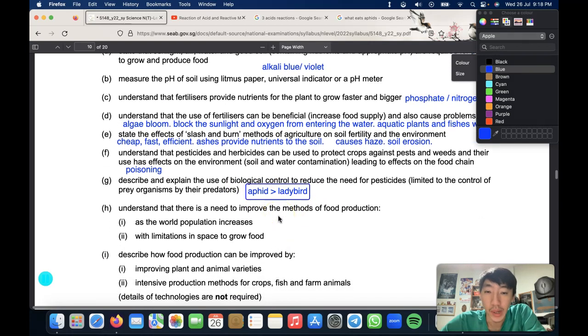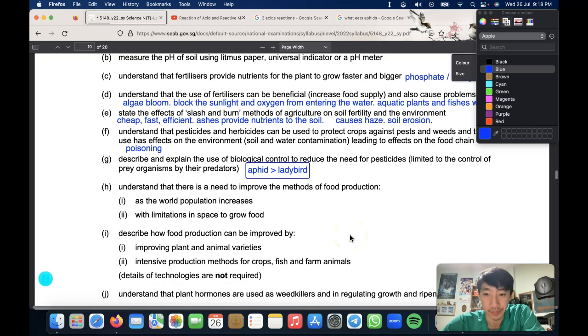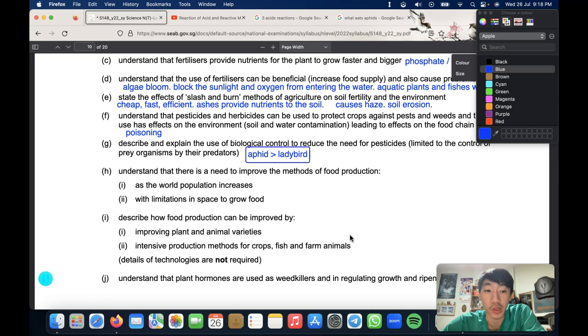Then why do we need to improve food production? There must be a reason. You want to grow food for a reason, not just for fun. Firstly, it's because the world population is increasing. As of last year, 2023, the world population is already 8 billion people. 8 billion is a lot. So because of more and more people, we also need to improve the methods of food production. Secondly, with climate change and global warming, a lot of countries are suffering from drought, flooding, and all kinds of other problems. So there is less and less space to grow food. There is less farmland that is able to grow food.